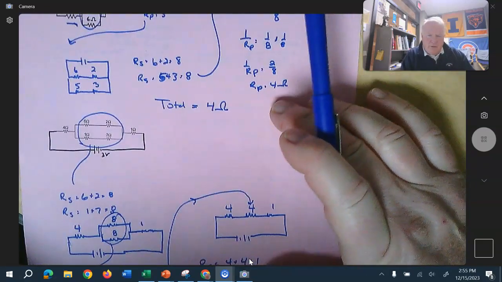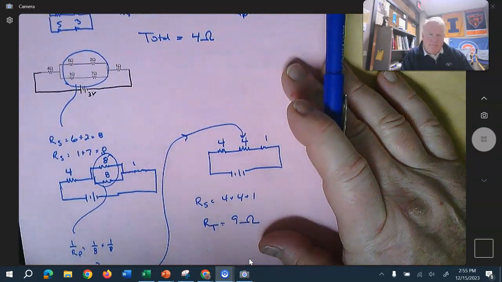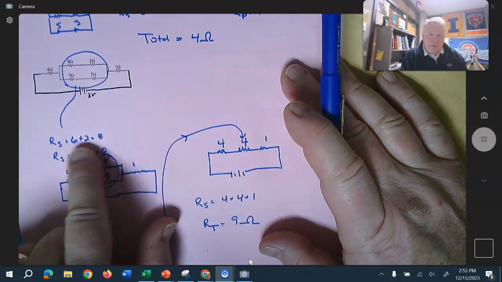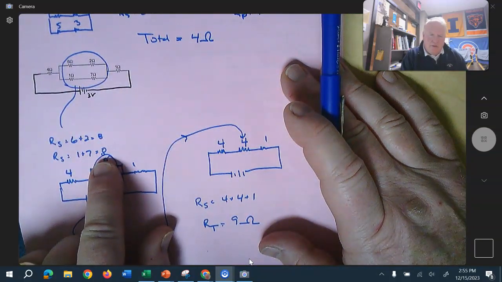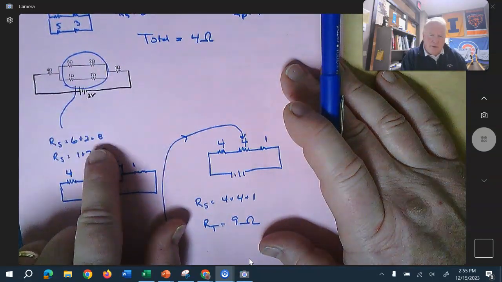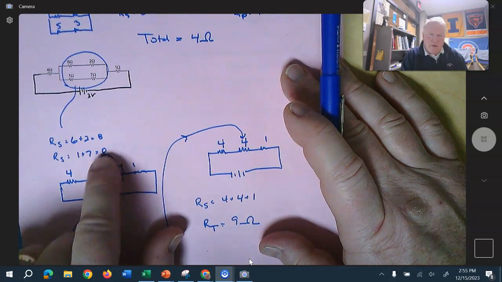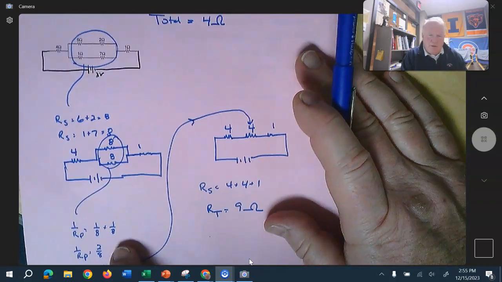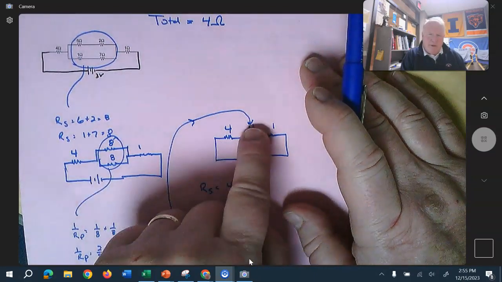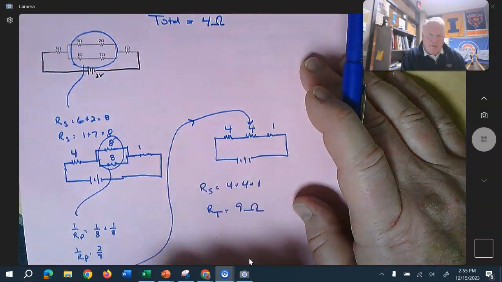Okay, and so the last one is done the same way. We've got two sets of things that are in series, so we put those together, we get 8. We redraw, so these four resistors become these two resistors. Now we see that they're in parallel, so we combine them in parallel. Once we combine them in parallel, then we can redraw again, and then we can put that together.